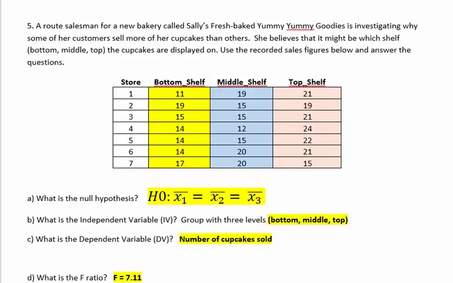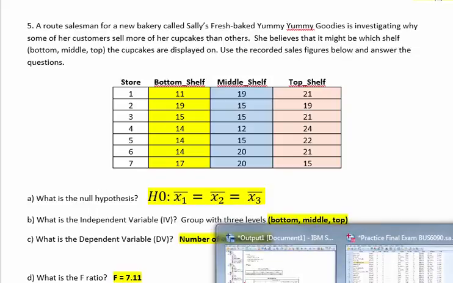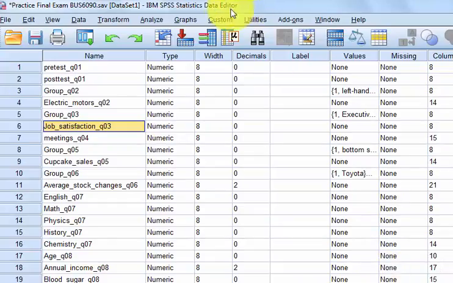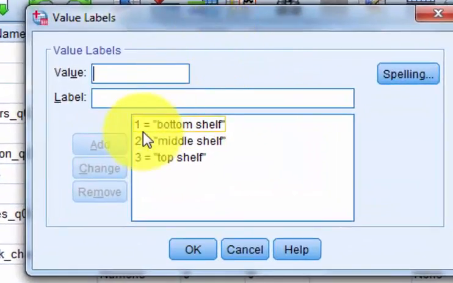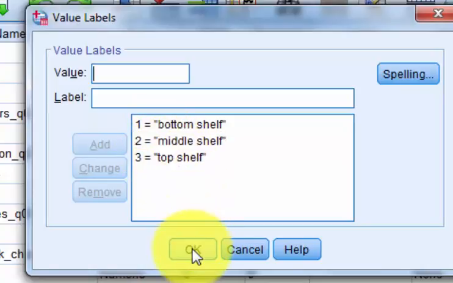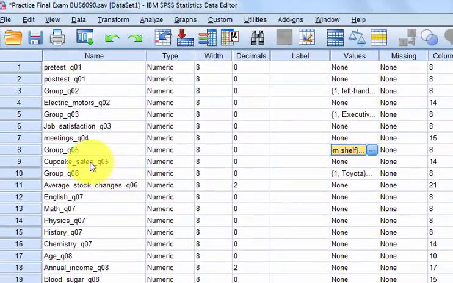Question 5 in SPSS. We're trying to determine if there's a significant difference between cupcake sales depending on which shelf they are. Interesting. So this becomes an ANOVA, and we have to change the coding a little bit, right? We labeled 1 as bottom shelf, 2 as middle shelf, 3 as top shelf. And the DV is cupcake sales, okay? So let's go ahead and do this.